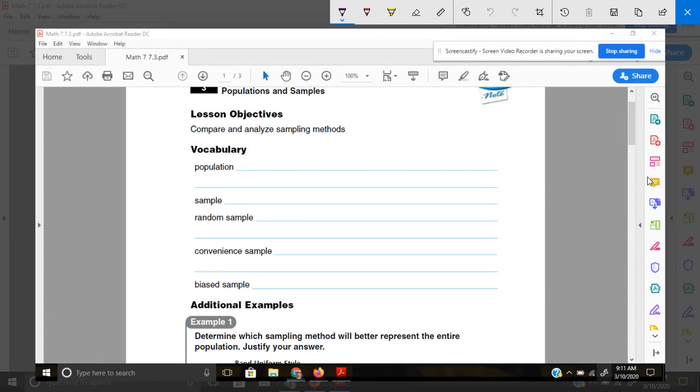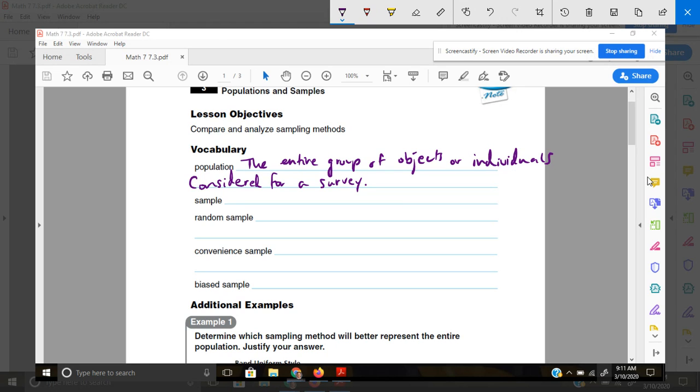All right. First vocab word is population, and that's the entire group of objects or individuals considered for a survey. Okay, so like maybe I'm asking the entire seventh grade class what their favorite candy is. The population would be the entire seventh grade.